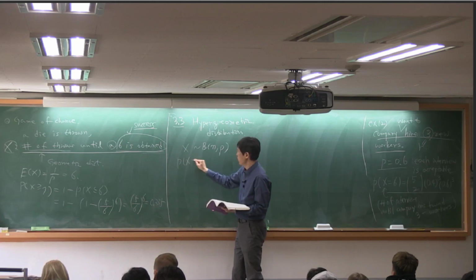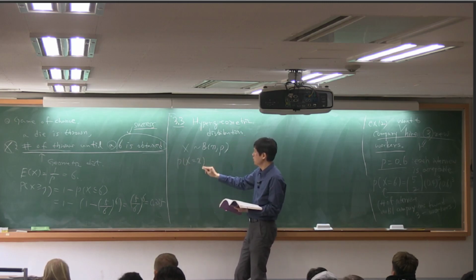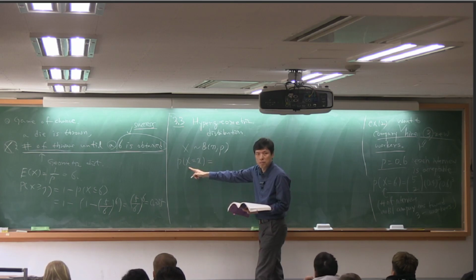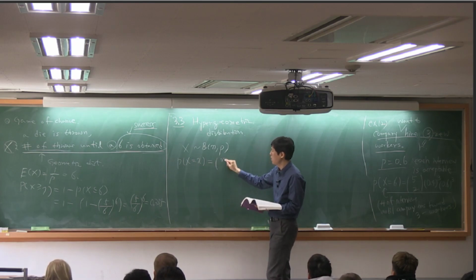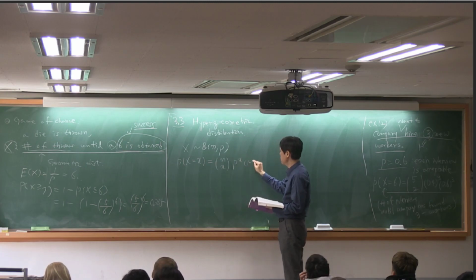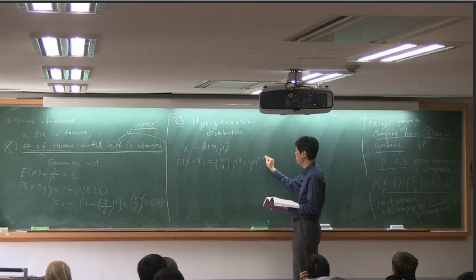The probability of x, when x follows a binomial distribution, meaning the probability of the number of successes x, is n combination x, times p, the probability of success, to the power x, times 1 minus p, the probability of failure, to the power n minus x.